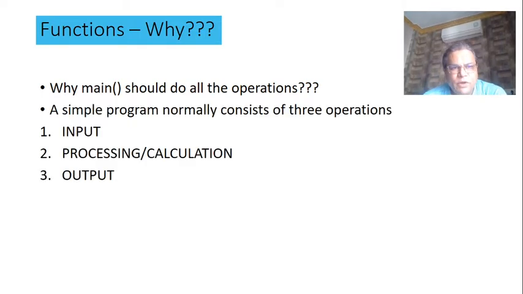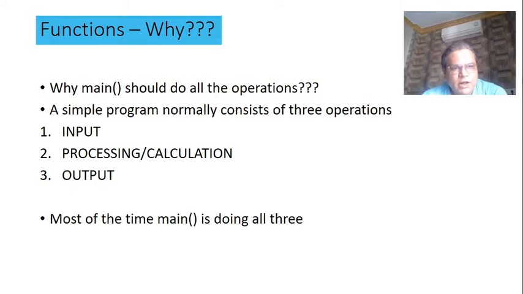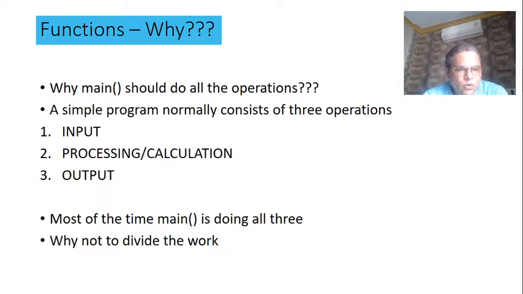Normally, when we write a C program, a simple C program consists of three operations. First is input operation, second is processing or calculation, and third is output. So a simple program will consist of these three operations, and most of the time main is doing all these three operations. So main has to do the work of performing input, performing calculation, and performing output. So why not to divide the work? Why main should do all this work? So we want to divide the work among the functions.